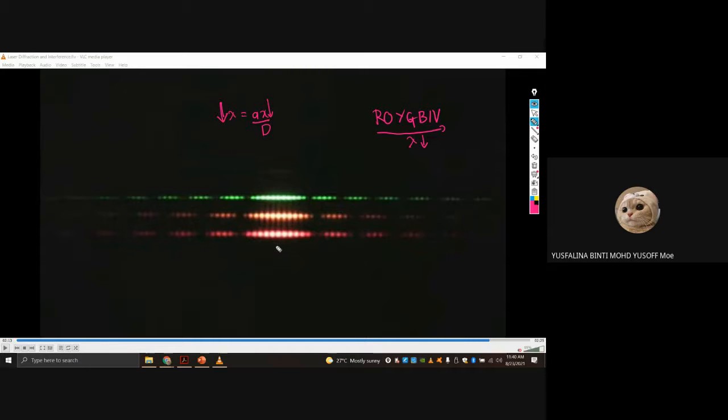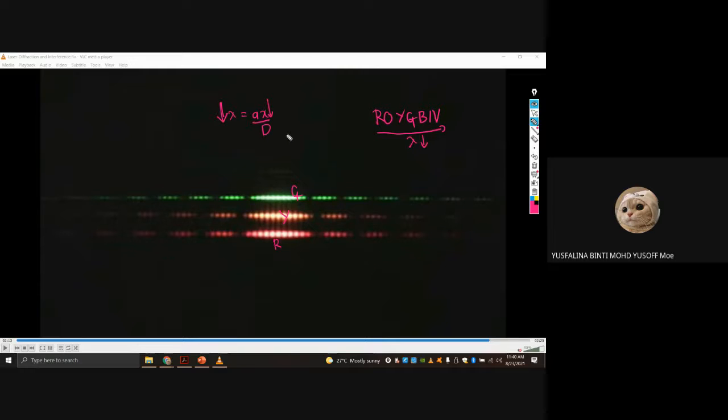So this one they use a red laser, this one is yellow, and this one is green. So you can see here red, yellow, green, which means the wavelength is decreasing. When the wavelength is decreasing, you can see at the middle here the distance becomes shorter. The fringes become shorter. So this is the effect.